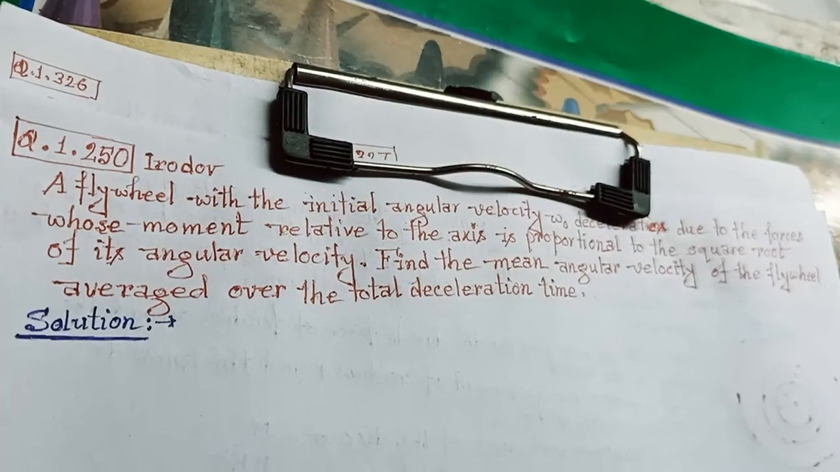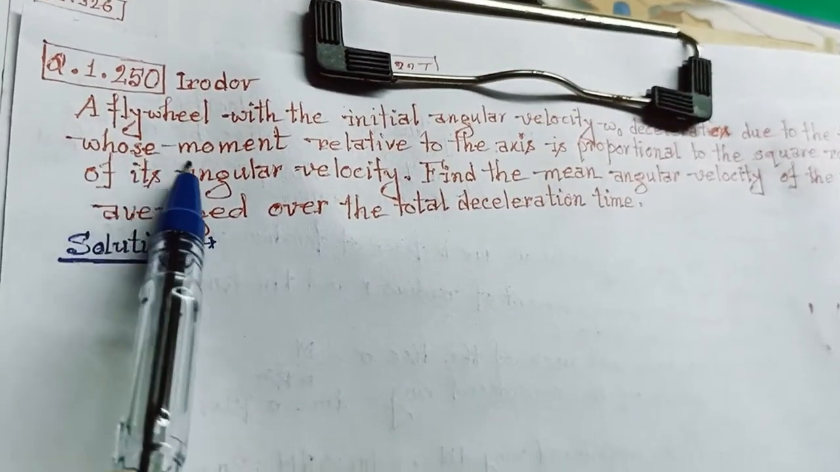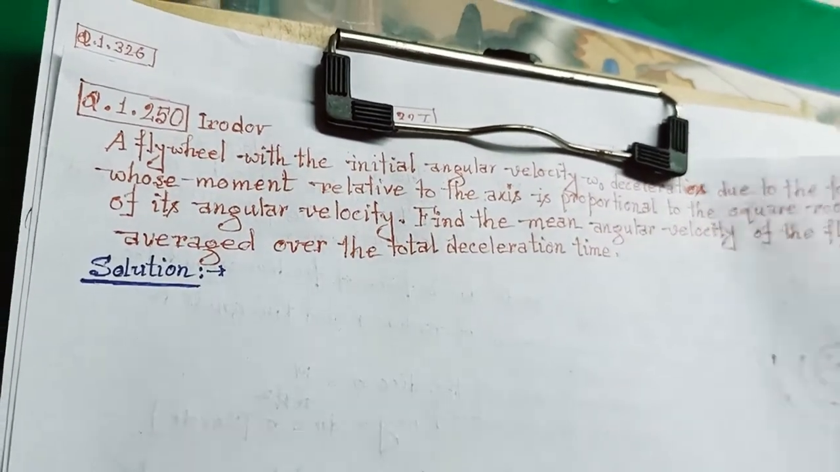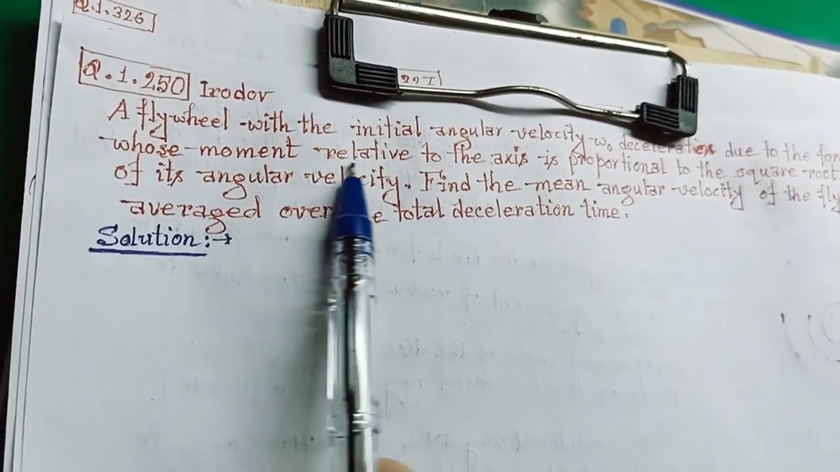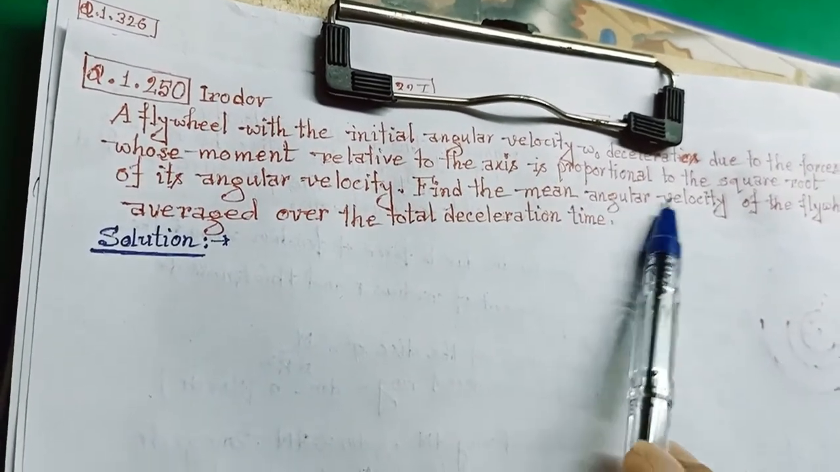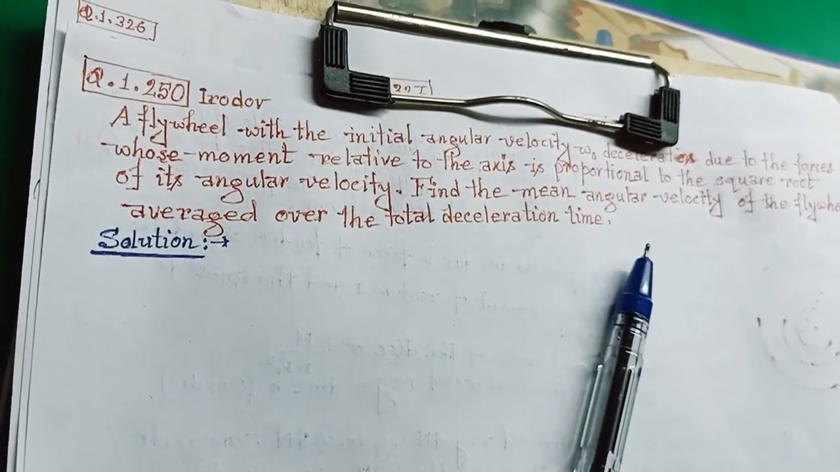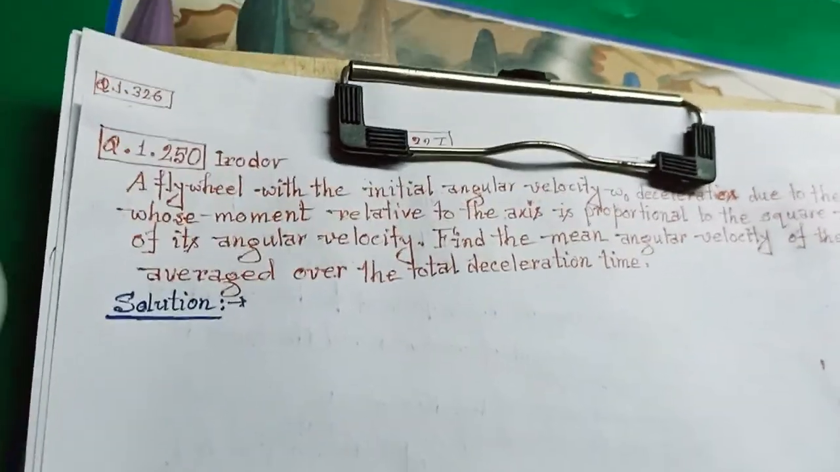Here is question number 1.250 from Irodov. In this question it is given that a flywheel with the initial angular velocity omega 0 decelerates due to the forces whose moment relative to the axis is proportional to the square root of the angular velocity. Find the mean angular velocity of the flywheel averaged over the total deceleration time. So let's solve this question.